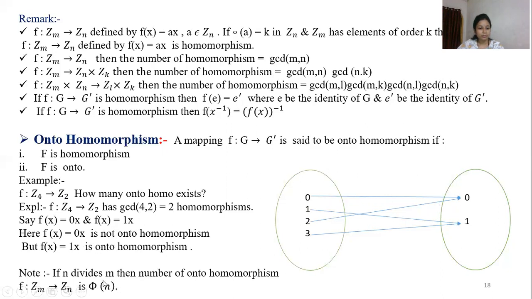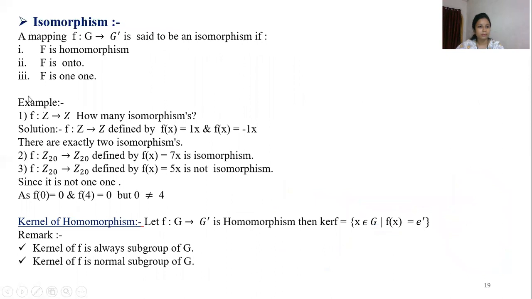This is the important note. If n divides m, here 2 divides 4, the number of onto homomorphisms is phi of n. Here the number of onto homomorphisms is phi of 2. What is phi of 2? It is the count of all positive integers less than 2 that are relatively prime to 2. Phi of 2 is 1. It means Z4 to Z2 has exactly 1 onto homomorphism.